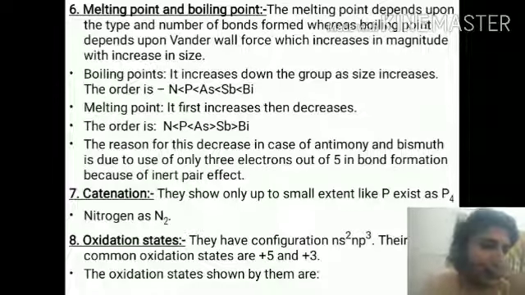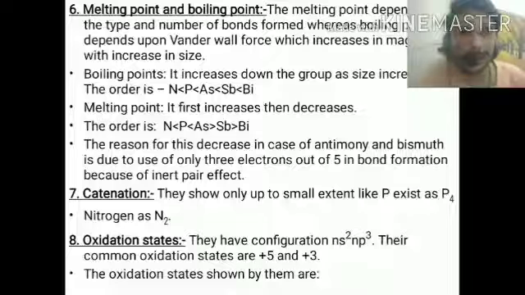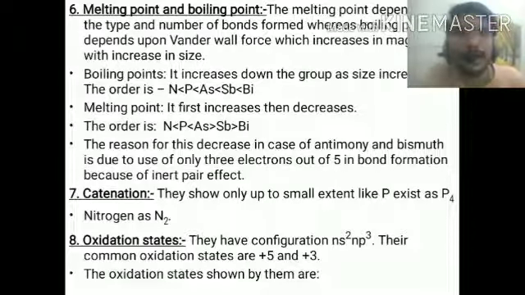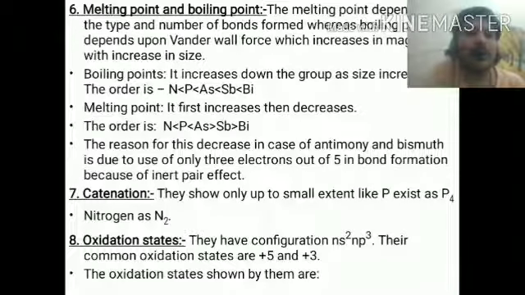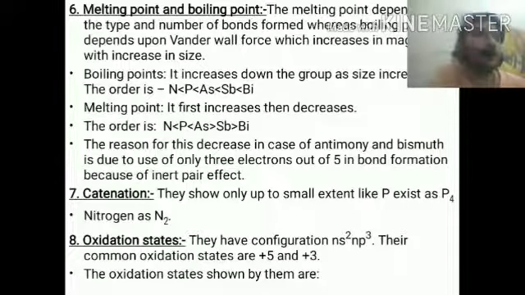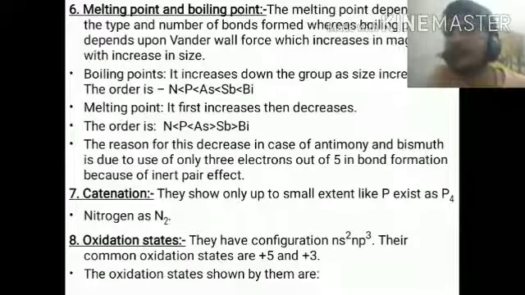Now catenation. Catenation is a property of carbon in which carbon forms single bond, double bond, triple bond molecules and long chain molecules. What is catenation? Only nitrogen and phosphorus, two elements, show the catenation property. Point number 8, oxidation state means the number of valence electrons present in the outermost shell is called the oxidation state.